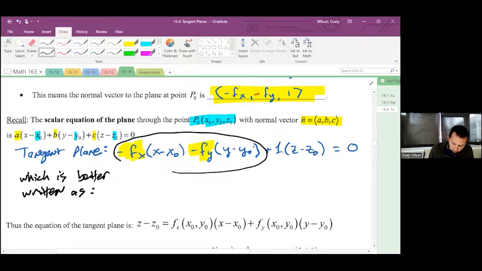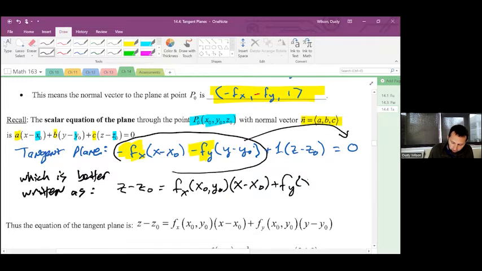so if we take these two terms and we write them on the other side of the equal sign, we would have z minus z naught equals fx at x naught, y naught times x minus x naught plus fy evaluated at x naught, y naught times y minus y naught. So here's the yellow parts showing up.